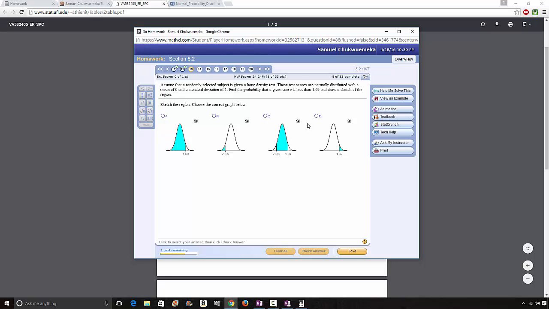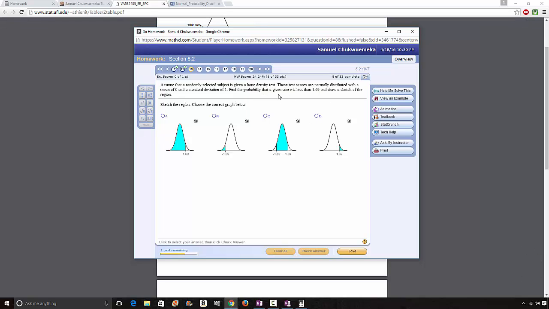Question 13. It says here, find the probability that the given score is less than 1.69. This is less than 1.69, the area here. This is less than negative 1.69. This is the probability between negative 1.69 and 1.69. This is the probability that it is greater than 1.69. But they are asking us for less than 1.69, so that is this.